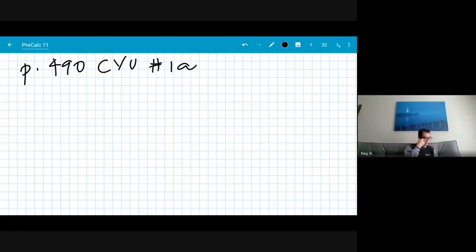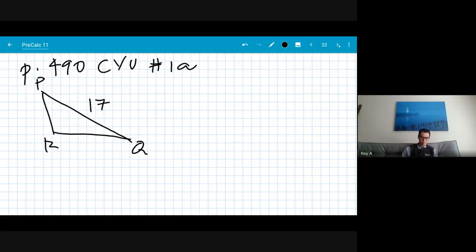Okay. So what does it say? In each triangle, determine the length of QR to the nearest tenth of a centimeter. So I'll just create a quick picture here. It's not really the nicest one. Okay, I'm just copying the numbers given.